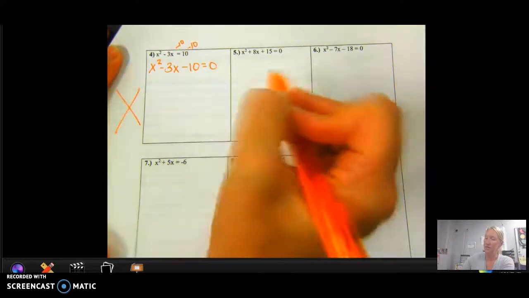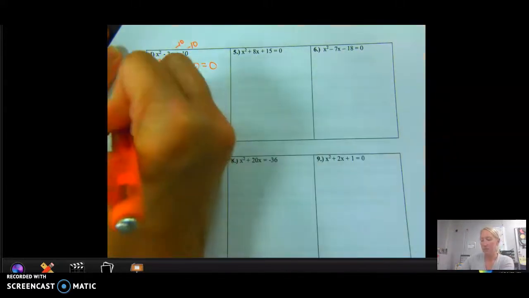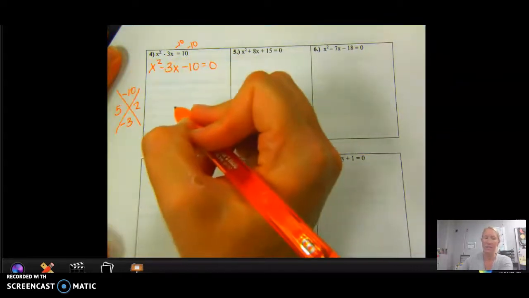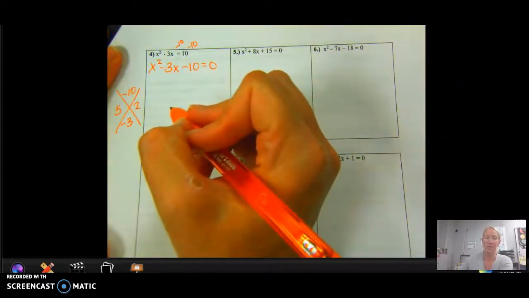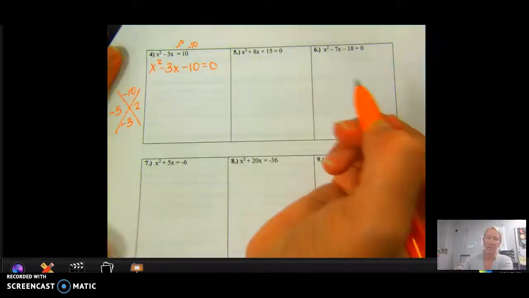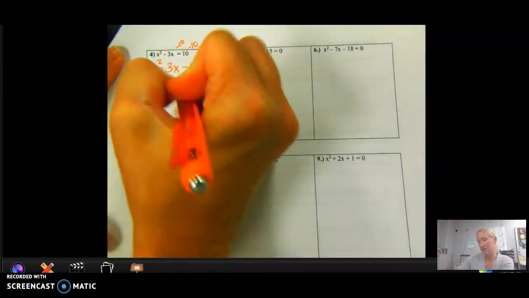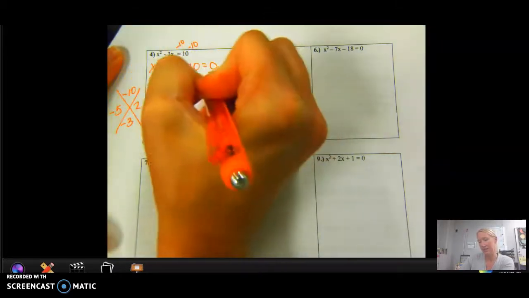Now I can crisscross. When I multiply, I want negative 10. When I add, I want negative 3. Some combination of 5 and 2 will give me 10 when I multiply, and some combination of 5 and 2 will give me 3 when I add them. I want a negative 3, so that 5 would be negative. So this factors into x minus 5 and x plus 2, and I set that equal to 0.